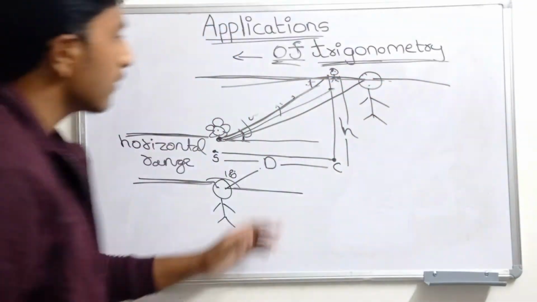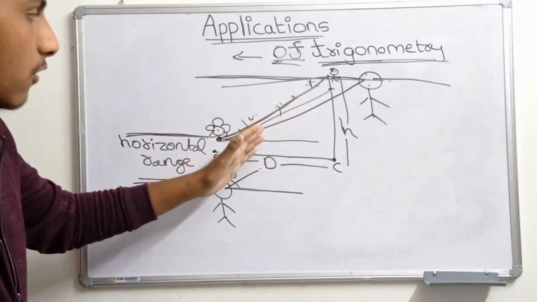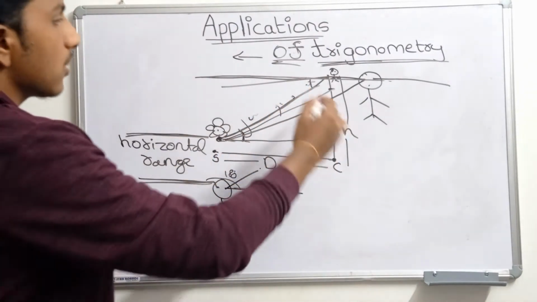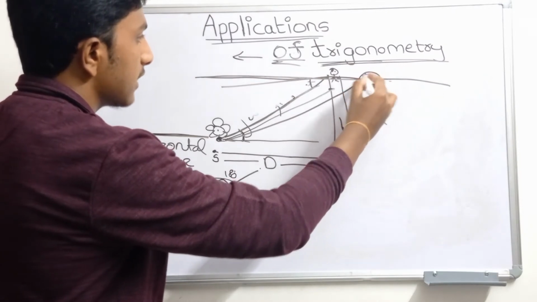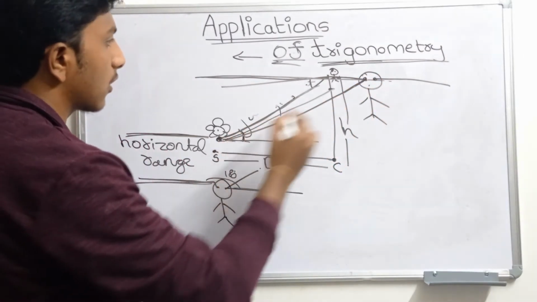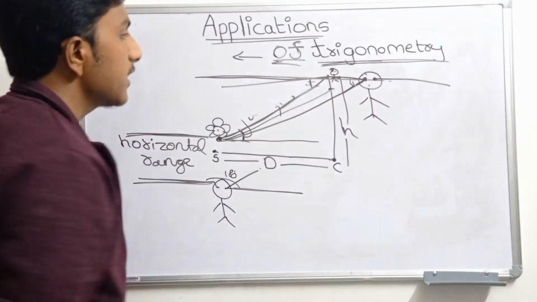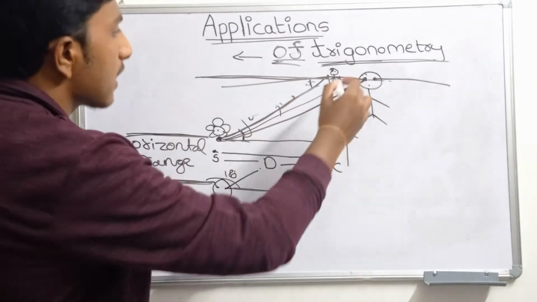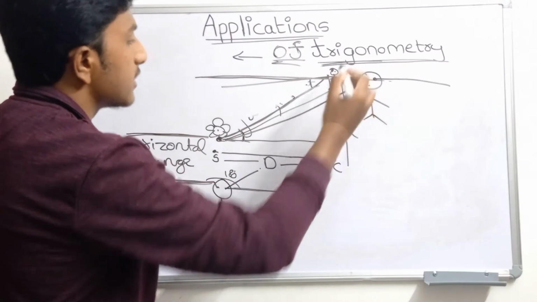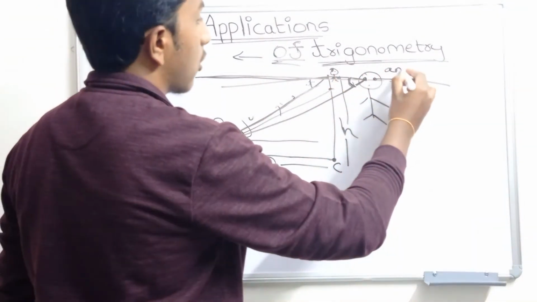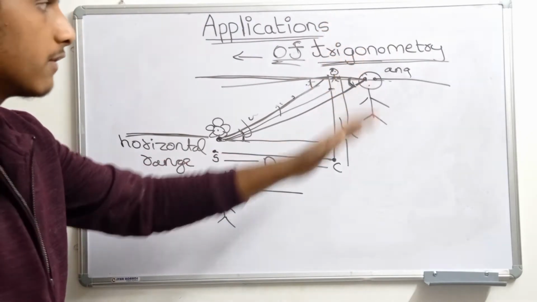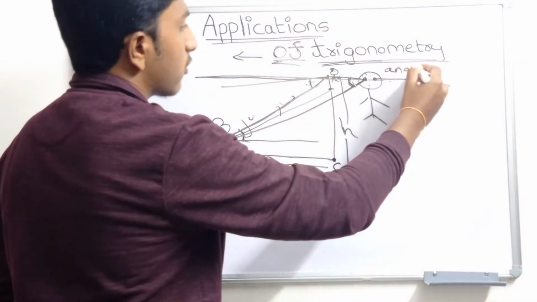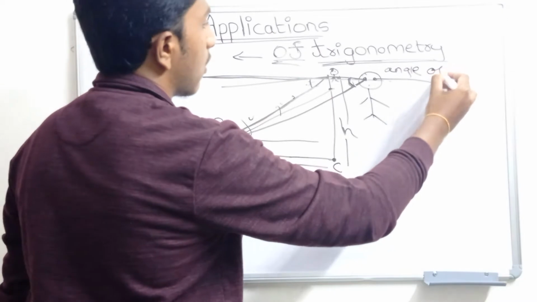In the first question, what we discussed is angle of elevation. This is the line of sight of the person. When the person is standing here and watching the flower on the road, that is the line of sight, and the angle made by the line of sight with the horizontal range is known as angle of depression. When we are watching upwards, it is angle of elevation, and when we are watching downwards, it is angle of depression.